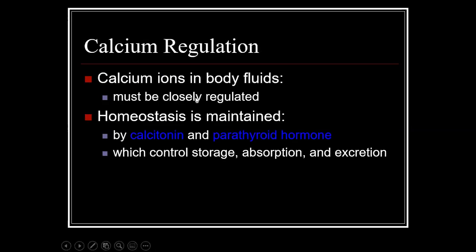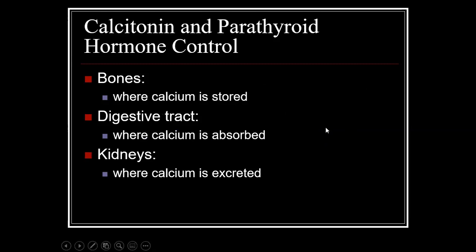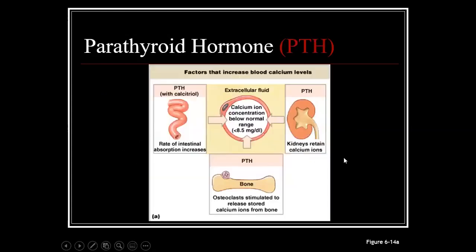Calcium ions in body fluids must be closely regulated. We have buffer systems in our blood that will take up calcium if we have too much of it. Homeostasis is maintained by calcitonin and parathyroid hormone, which controls storage, absorption, and excretion. If you need to be reminded, bones are where calcium is stored, digestive tract is where calcium is absorbed, and kidneys is where calcium is excreted from.